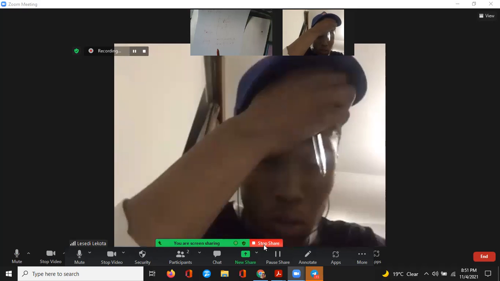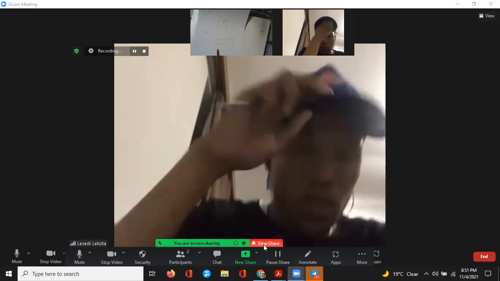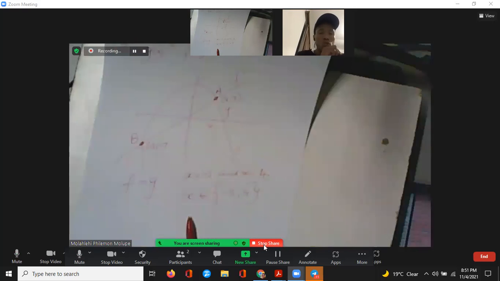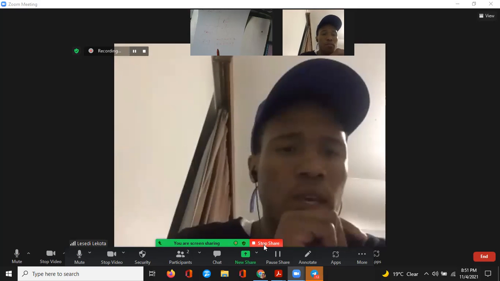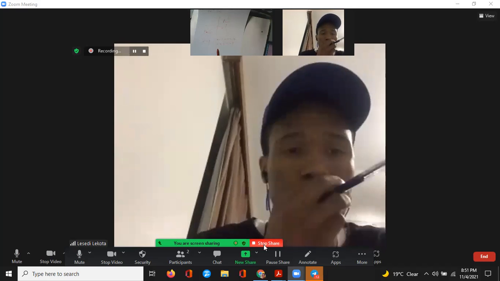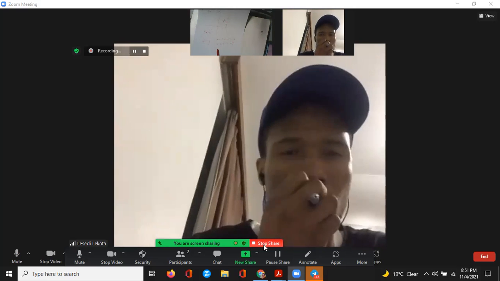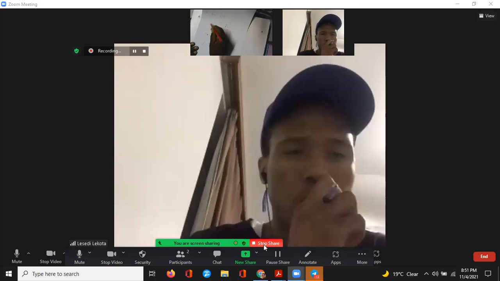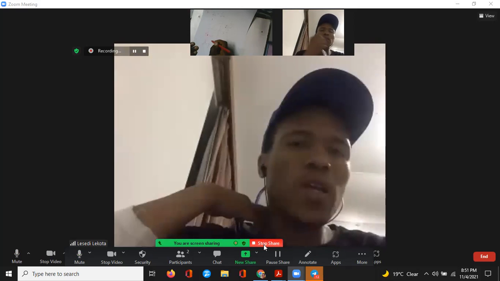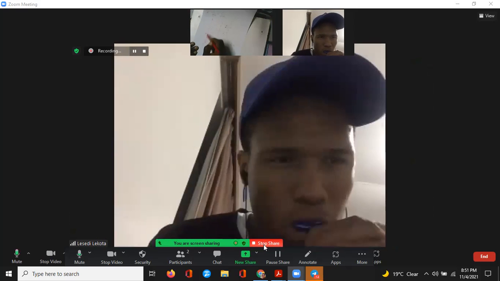One more on this graph with drawing. Let's say for instance they drew a line from B to A, horizontal upwards. Determine the function, the equation of that line.